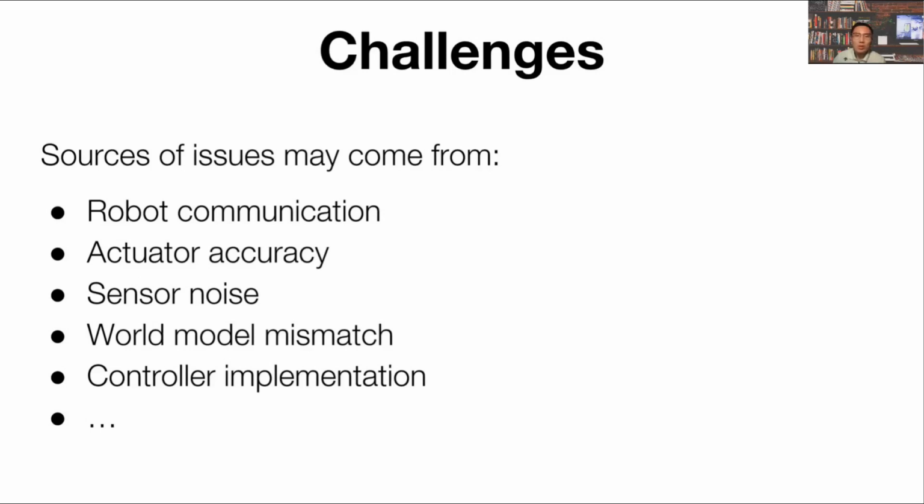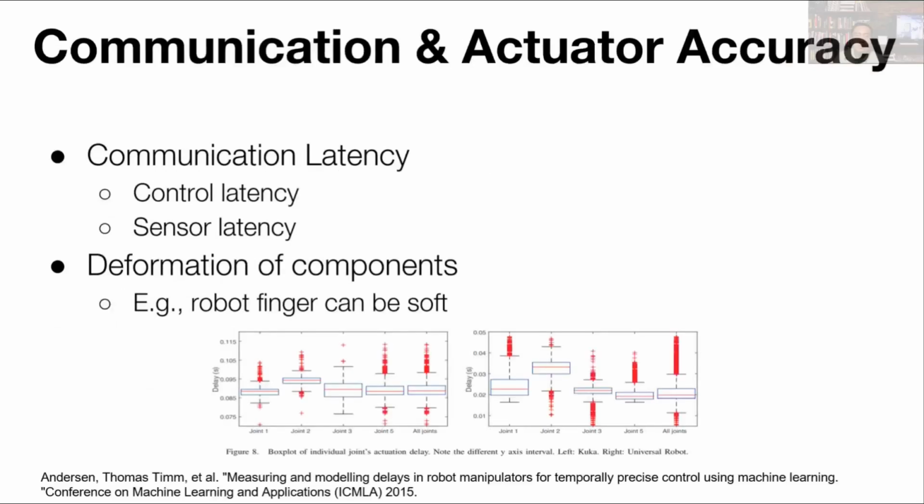In order to give you a concrete sense of these challenges, we will show some examples for each kind in the following slides. First is the robot communication latency.